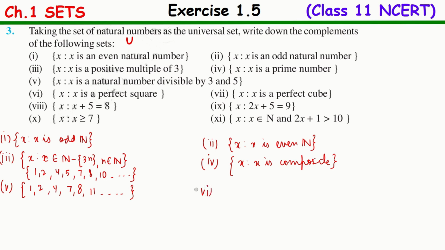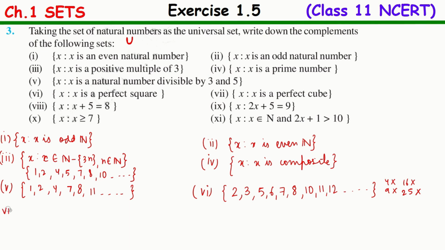Next, sixth part is X is a perfect square. So we have to construct now a set where X is not a perfect square. So we know that 1 squared is 1, 2 is not a perfect square, 2 is not the square of any number. Similarly, 3 is not a square. 4 will not be present here because yes, 4 is a perfect square of 2. Then 5, 6, 7, 8, 9 is a perfect square of 3, so 9 will not be here. Then we have 10, 11, 12 and so on. We have to remove all those elements which are perfect squares. So 4 will not be here, 9 will not be here, 16 will not be here, 25 will not be present in the set, like this.